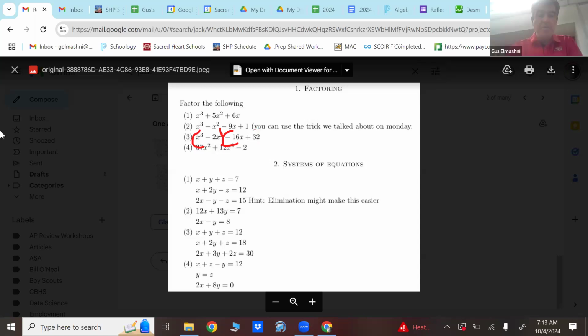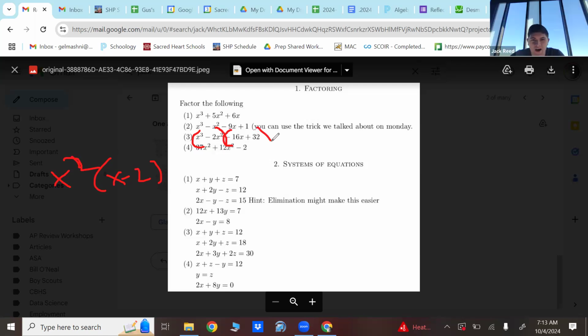No. Let's go back. You have x cubed minus 2x squared. What do they have in common? They have x squared. So you get x minus 2. Let's look at the next one. What do those two have in common? They're both factorable by two.